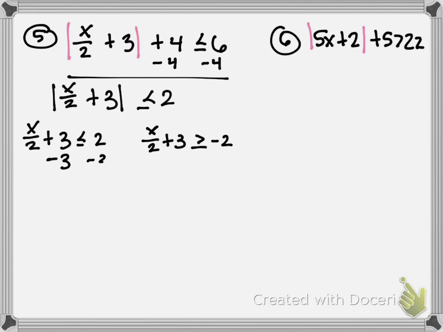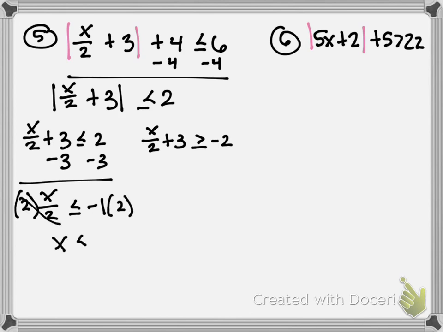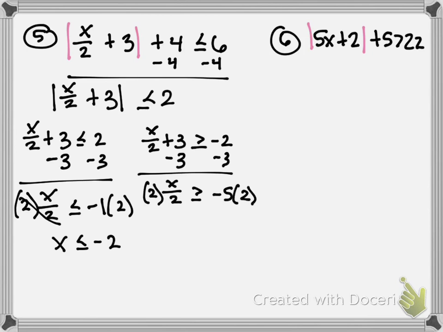So start by subtracting 3. So x over 2 is less than or equal to negative 1. The opposite of dividing by 2 is multiplying by 2. So x is less than or equal to negative 2. Same thing over here. X over 2 is greater than or equal to negative 5. Multiply both sides by 2, and I get x is greater than or equal to negative 10.